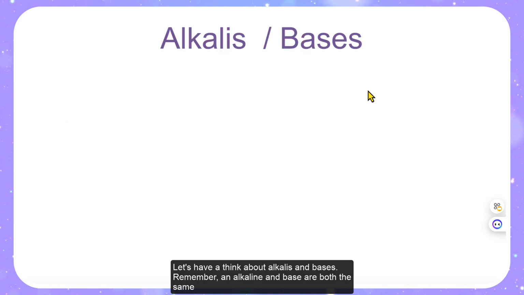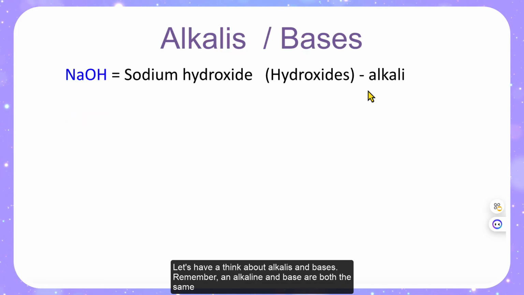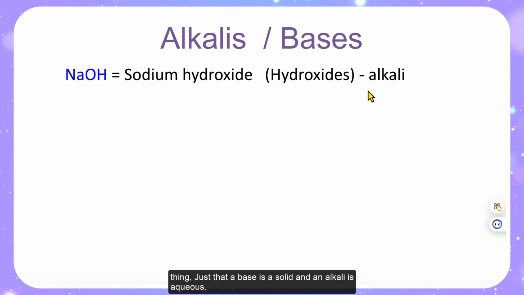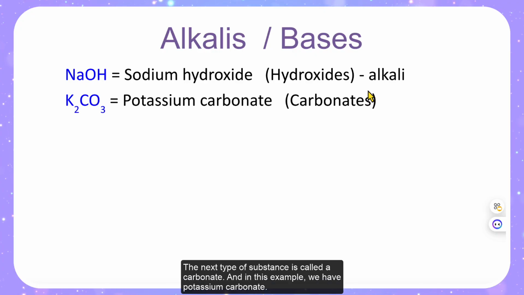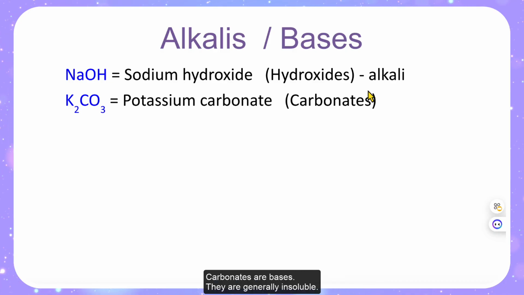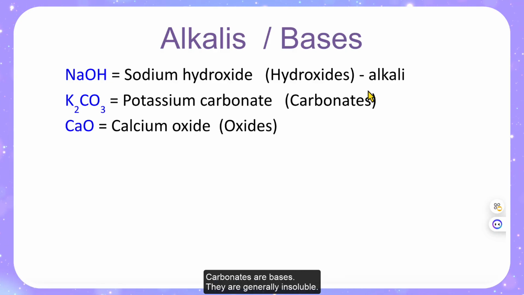Let's have a think about alkalis and bases. Remember, an alkali and base are both the same thing, just that a base is a solid and an alkali is aqueous. First one, sodium hydroxide, NaOH. Hydroxides are alkalis. They dissolve in water. The next type of substance is called a carbonate, and in this example we have potassium carbonate. Carbonates are bases. They are generally insoluble.